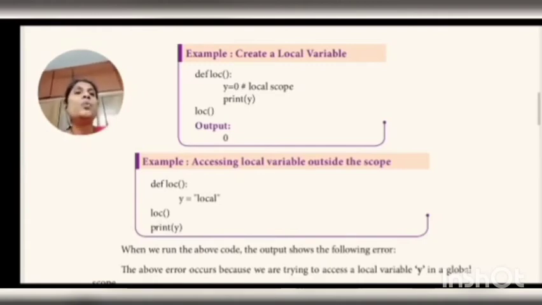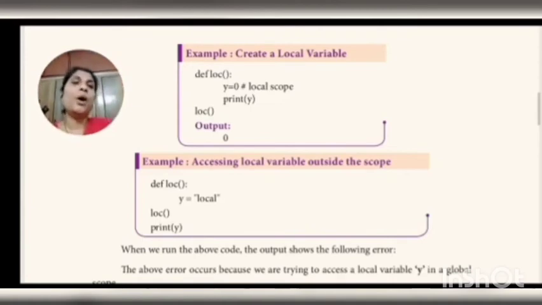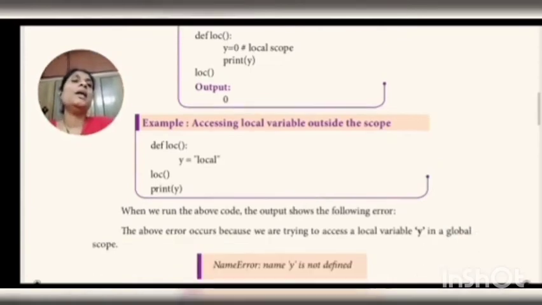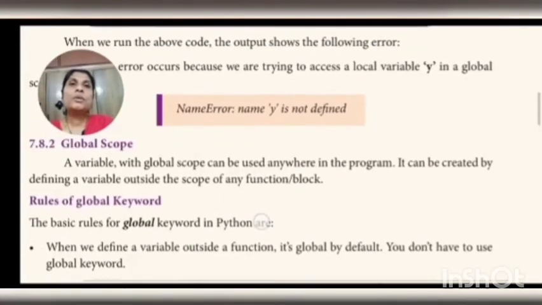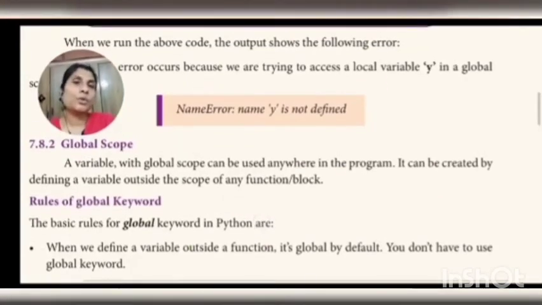So now in the next example, we have the same function loc and we have the variable y equal to local. So y is assigned with the string local. So now again we call the function loc. So we are printing y. So after this we are printing that y. So value of y is local, but it cannot be accessed from outside that function. So it will throw an error because it is being accessed from outside the function. That is not possible.